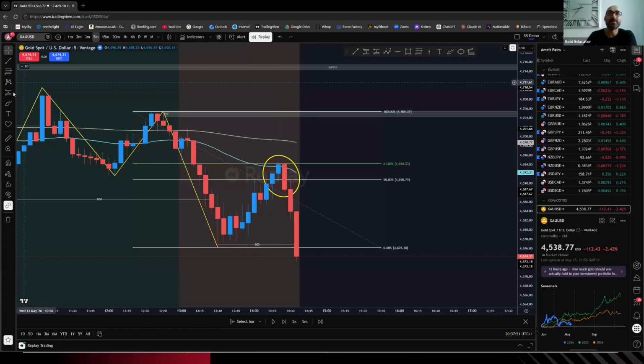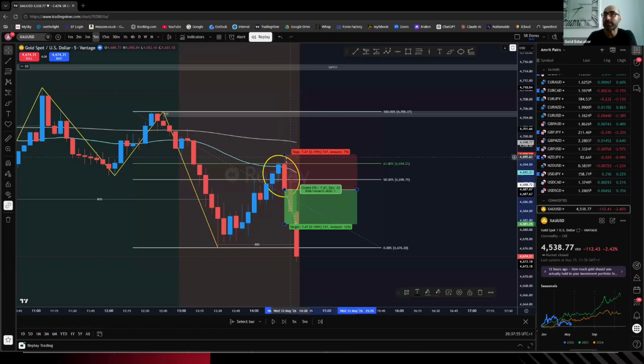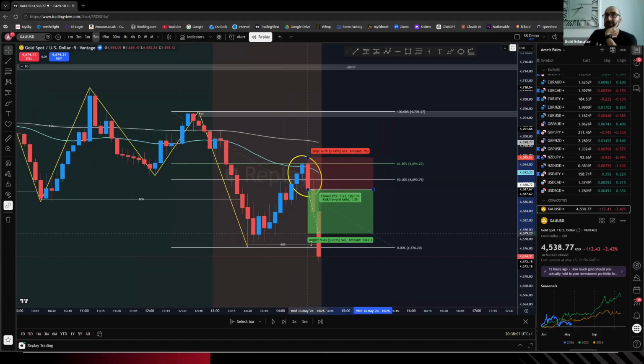Okay, so let me put a short position in this point here. And then my stop loss is above the previous high, which is just there. So this one's quite a small risk. It's only 6.79 points, which is 67 pips. All right. Target, previous low.